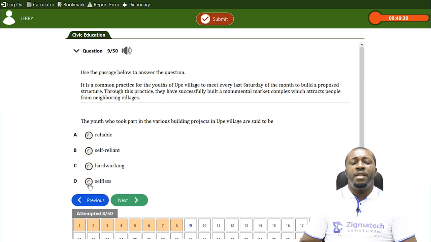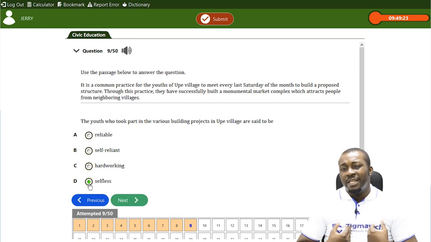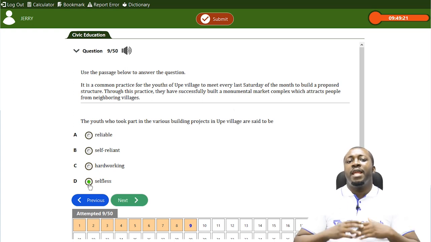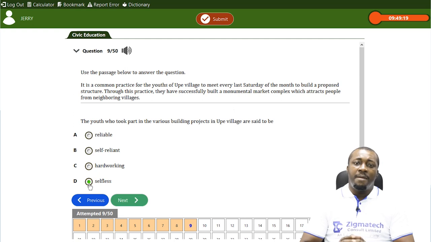Because we are dealing with community service, it's selfless. They're not doing it to specially benefit themselves, but they're doing it for the interest of the community. They're making sacrifice in the interest of the community. So they are selfless.